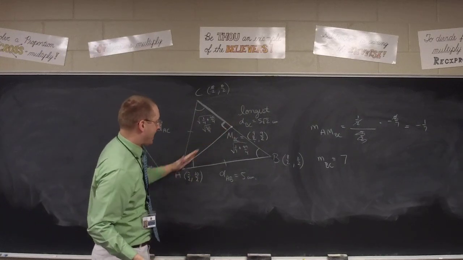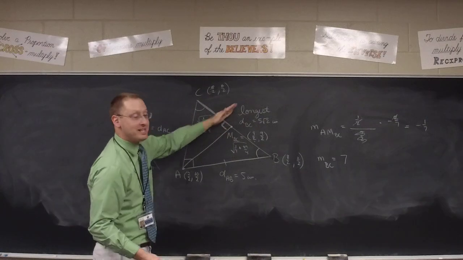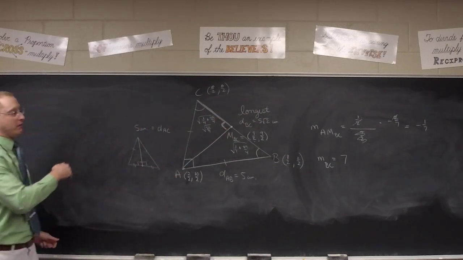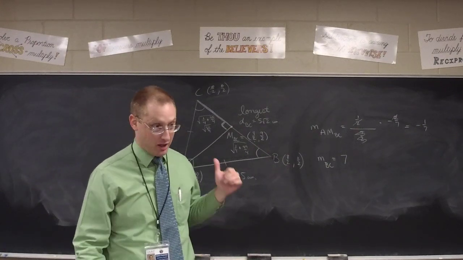So yes, this line is the median, it is the altitude, and it's also a bisector, specifically the perpendicular bisector of that side. So all kinds of geometry stuff coming through for us here. Questions at all on this?